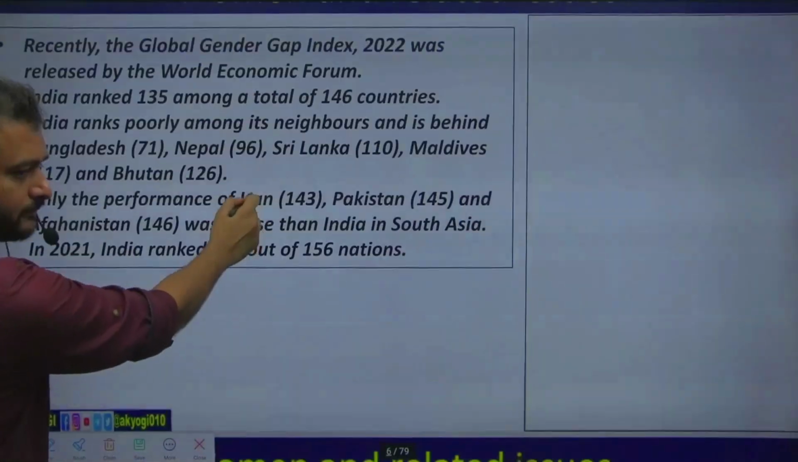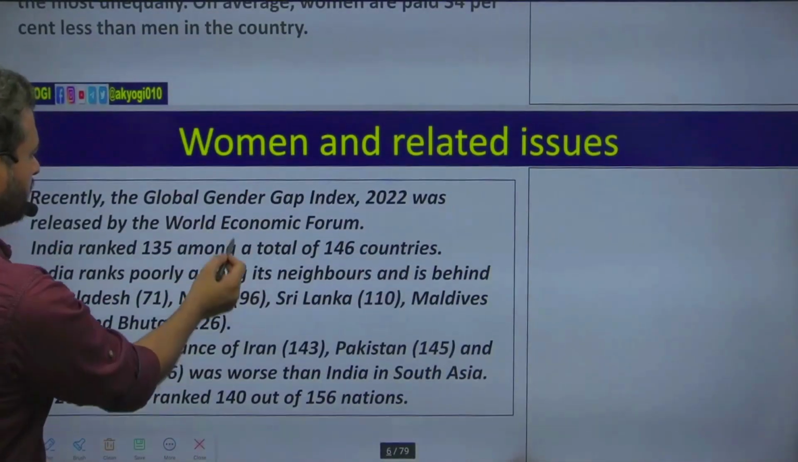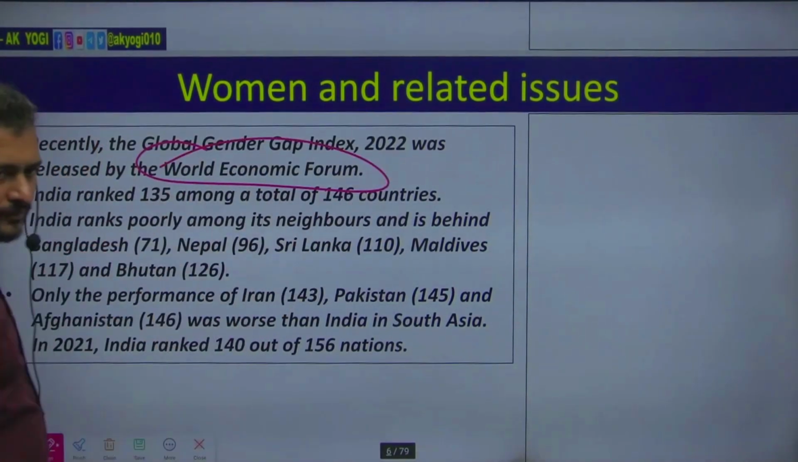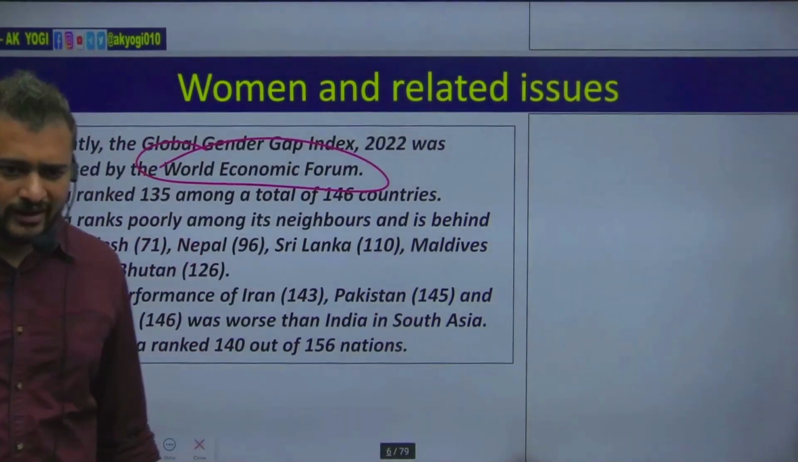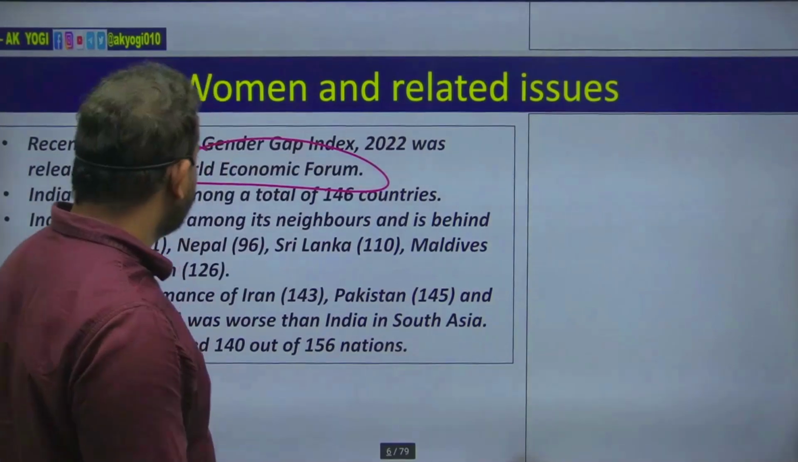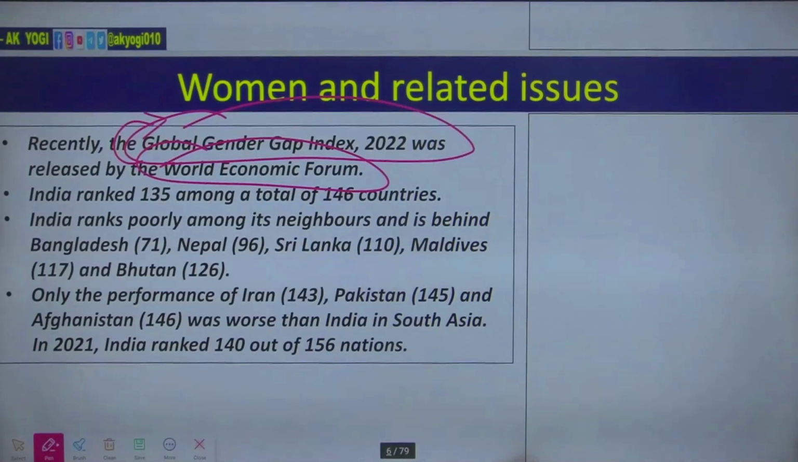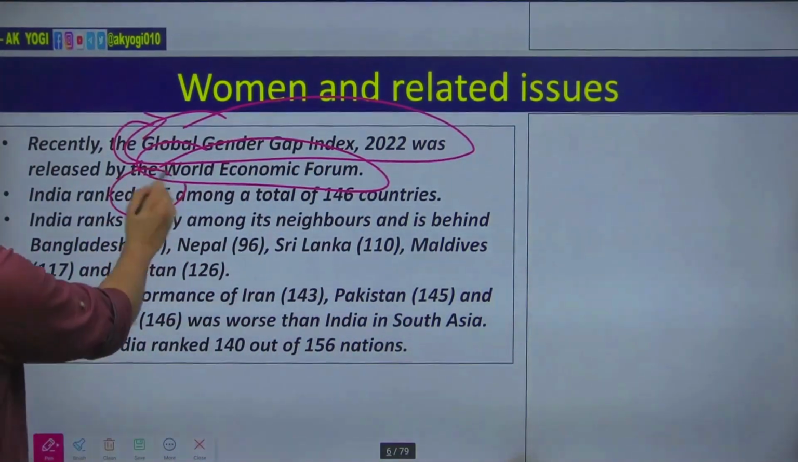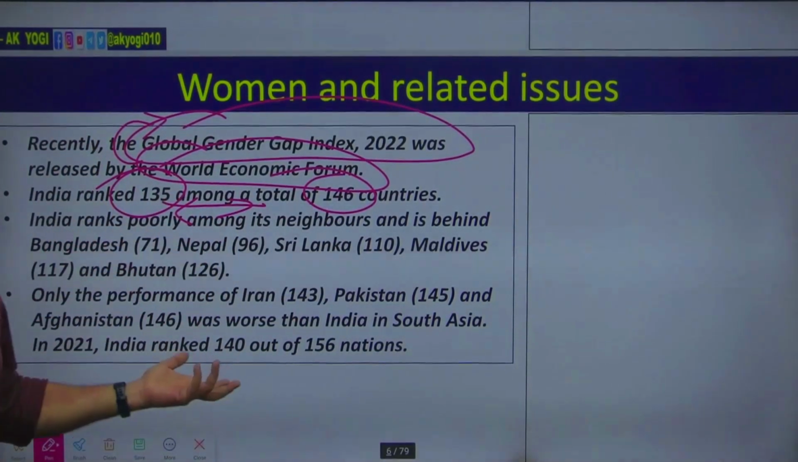Okay, we have seen the ILO global wage report, and there is another report, the Global Gender Gap Index, which is released by the World Economic Forum. That agency also works to identify economic problems and come up with economic solutions in the world. That index mentions in which country women are facing more discrimination, and India is ranked 135 out of 146, which is very much worse than other countries.